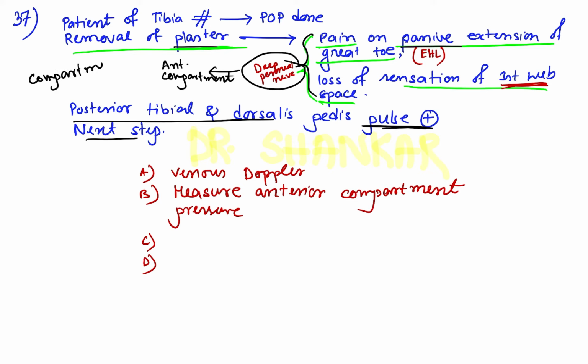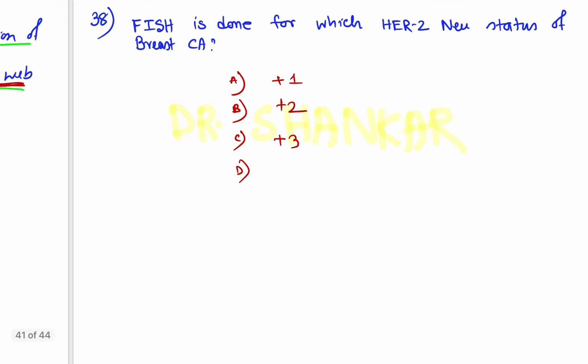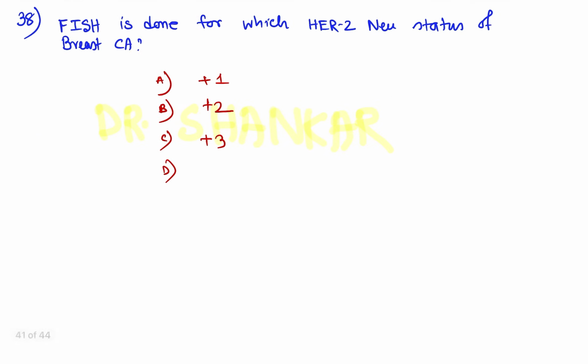So impending compartment syndrome. In this case, the proper next step will be to measure anterior compartment pressure, as there is pain in passive extension of great toe, or anterior compartment stretching pain. So measure the pressure of the anterior compartment. If the intracompartmental pressure is more than 30 millimeter of mercury, then fasciotomy should be done to release pressure. Otherwise, there can be sequelae of compartment syndrome.